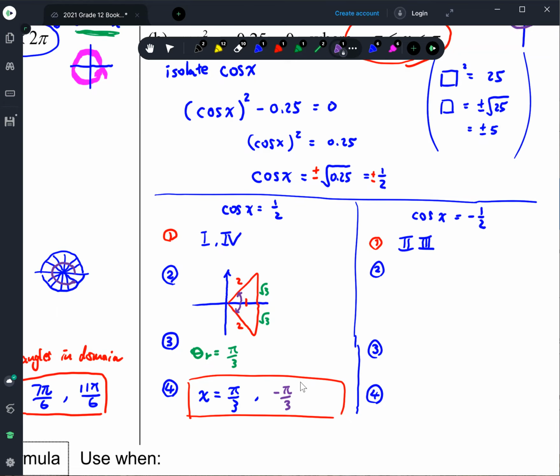If they say the domain is 0 to 2 pi, then you are correct, okay? There will be 5 pi over 3, that will be the second angle. But because the domain tells you where to search for the angles. Does anyone have questions?